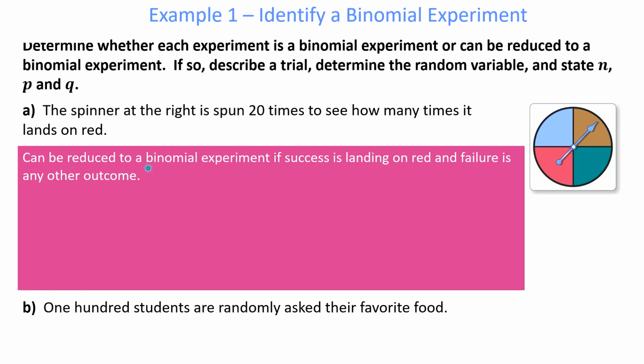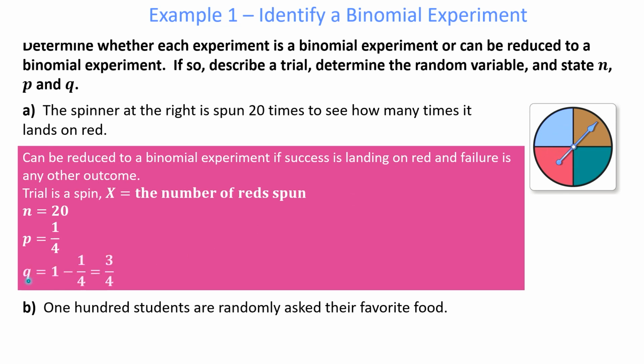Now it can be reduced to a binomial experiment if success is landing on red and failure is any other outcome. So that's 2 outcomes, landing on red or any other outcome. Now the trial is a spin and the random variable x is equal to the number of reds spun. Now n equals 20 because there's 20 spins. The probability of success is equal to 1 out of 4. And you can see that here, 1 out of a possible 4 outcomes. The probability of failure is equal to 1 minus the probability of success, which is equal to 3 out of 4.